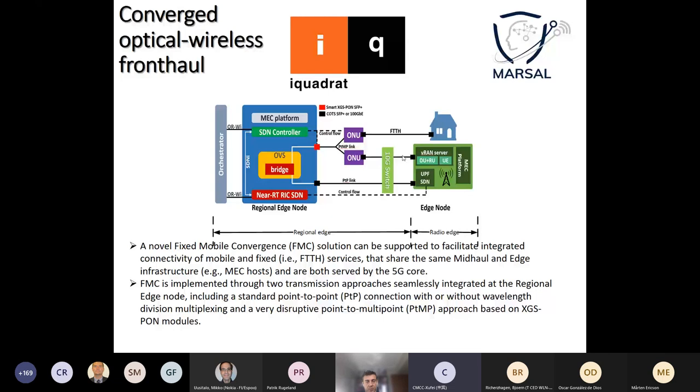We have the standard point-to-point connection, where we can consider wavelength division multiplexing, and of course a very disruptive point-to-multipoint approach based on an XGS-PON solution, as you can see in the figure, in order to support both wireless and fixed users.